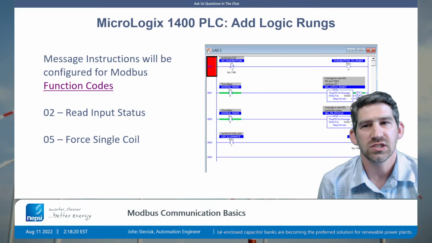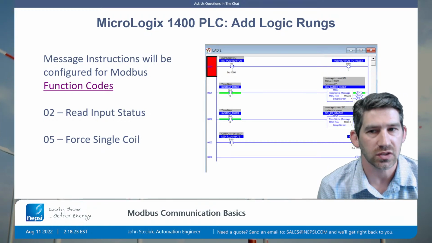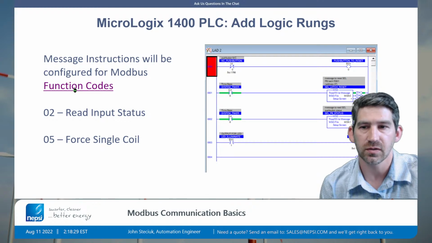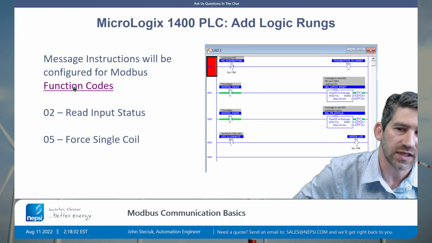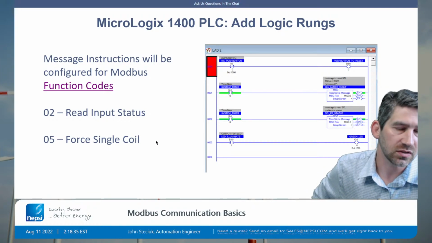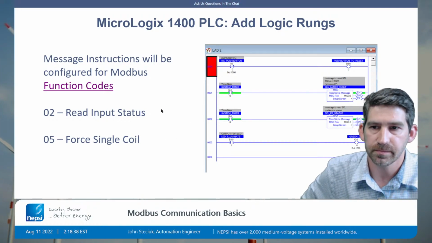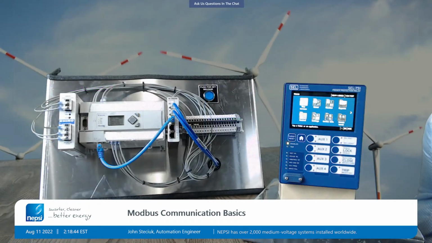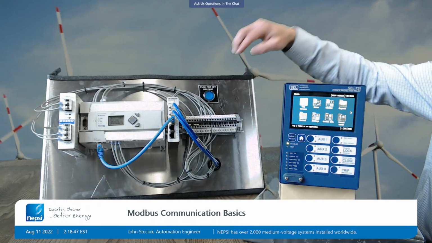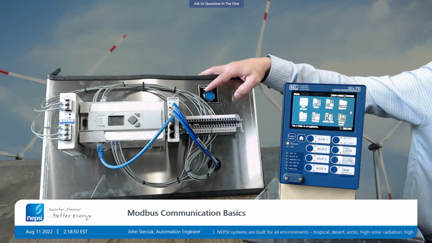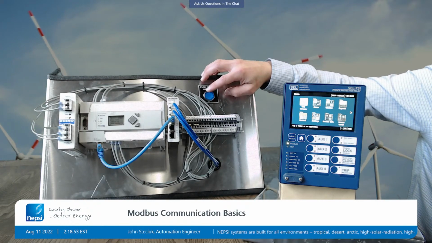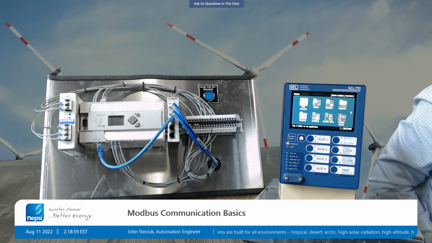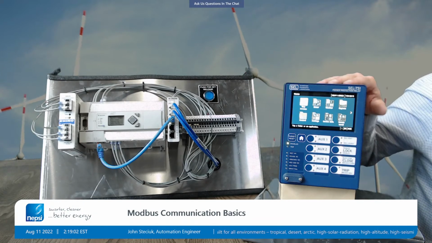so yeah, the message instructions are configured to execute the function codes that we need. And if we want to look back on those function codes real quick, function code 2, read input status. Function code 5 is force single coil, and that's what we want to do. We're reading the input status of the SCL's LED here, and then this push button is going to mimic that status. And then we're going to write the status of the push button contact to the remote bit in the SCL so that we can reset the LED on the SCL.